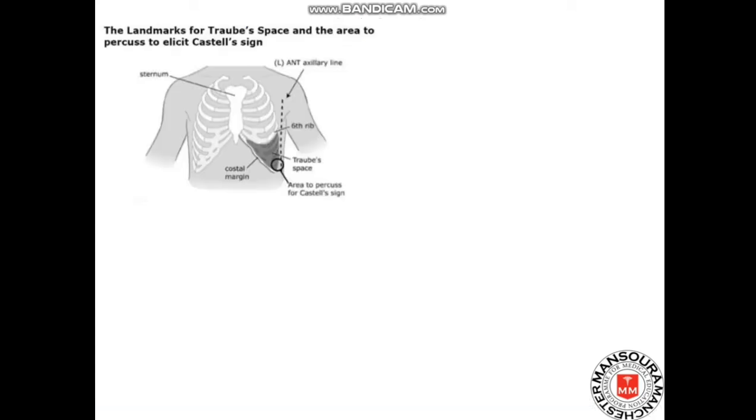The landmark for Traube's area, and the area to percuss to elicit Castell's sign, which is dull Traube's area. It is an imaginary area, which is a rectangular area. The anatomy of this area: it lies between the 9th, 10th, and 11th ribs in the anterior axillary line, and the 6th and 8th ribs in the mid-clavicular line, and it is directed.